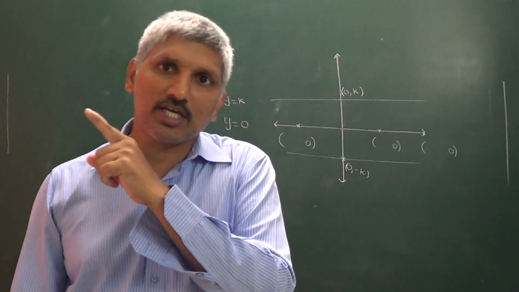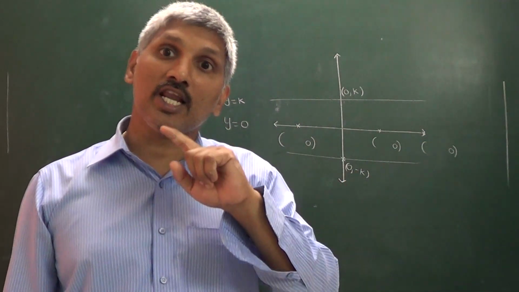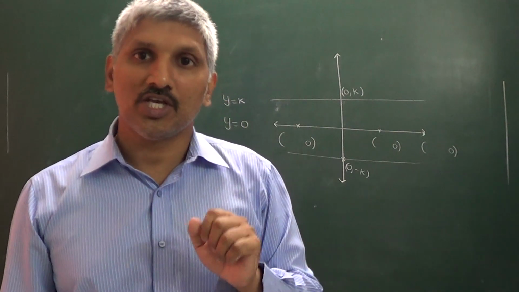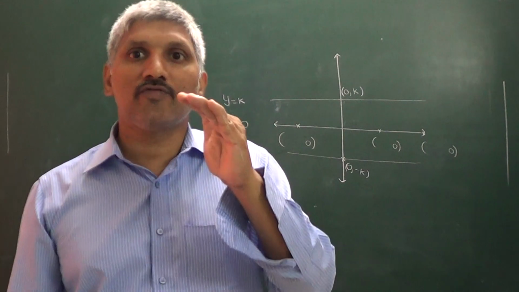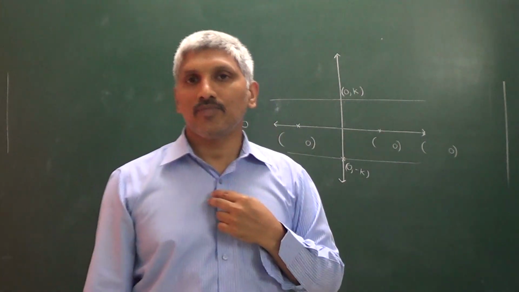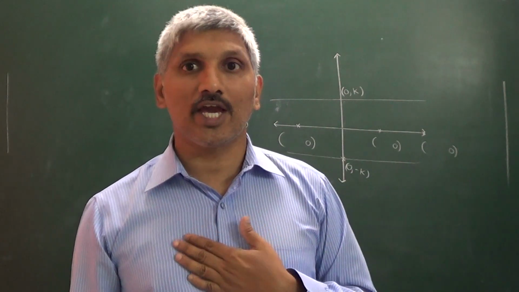Once again, the equation of the x-axis is y equals 0. Any line parallel to the x-axis is of the form y equals k, right? If the line is above the x-axis, then k is positive. If the line is below the x-axis, then k is negative.